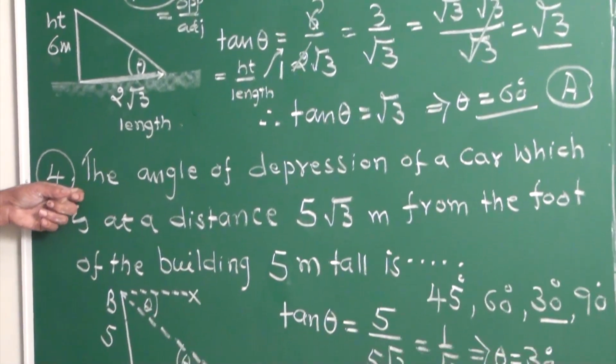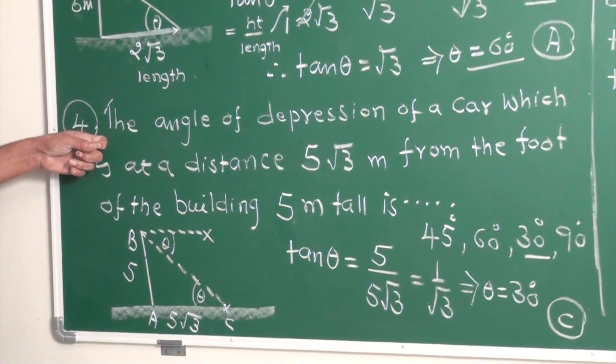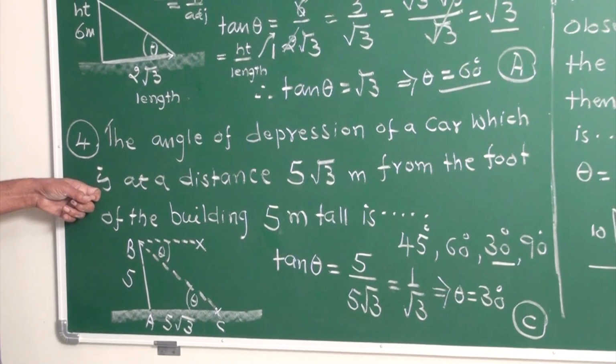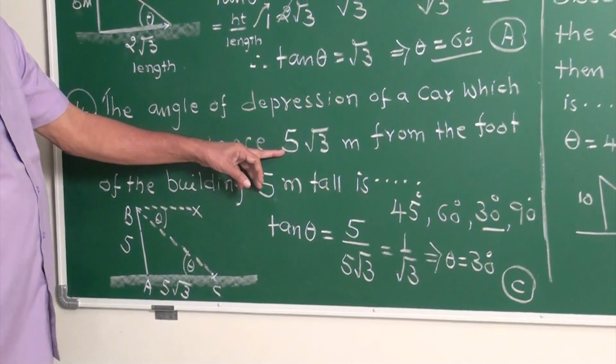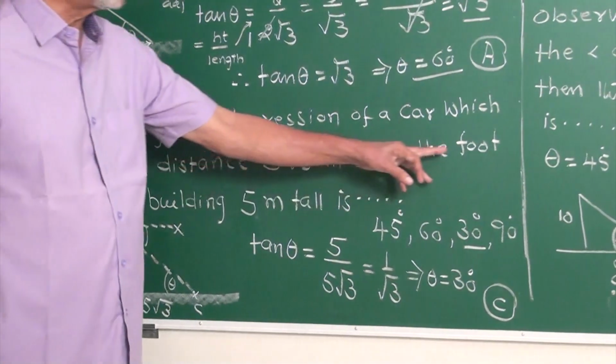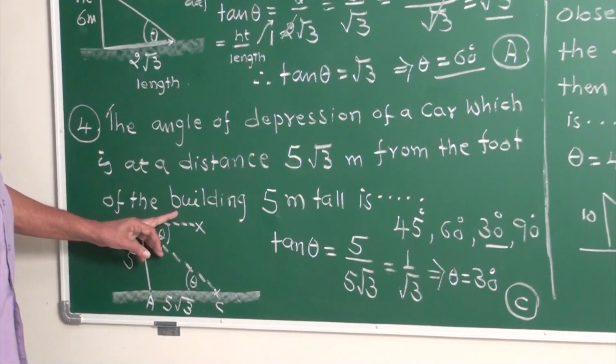This is the second question. The angle of depression of a car which is at a distance 5 root 3 meter from the foot of the building.